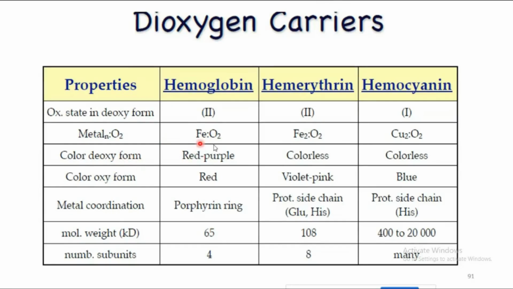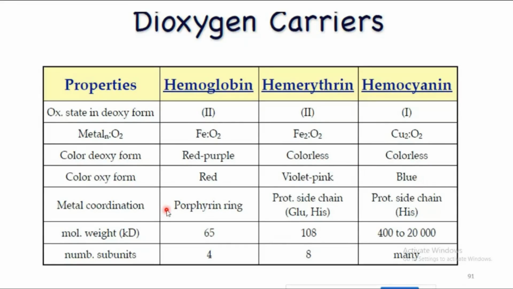The color, what is happening upon dioxygen binding: hemoglobin produces a red purple color, whereas hemerythrin produces a color. The deoxyform of hemoglobin is red purple in color, while both hemocyanin and hemerythrin are colorless. Upon O2 binding, a characteristic change is observed: from purple to red, and colorless to violet pink, and colorless to blue color in the case of the three proteins.